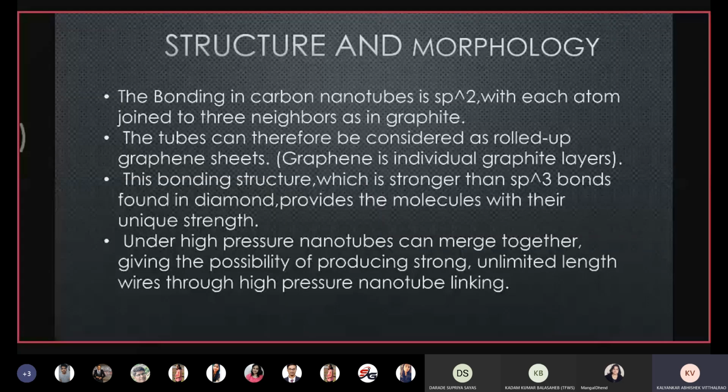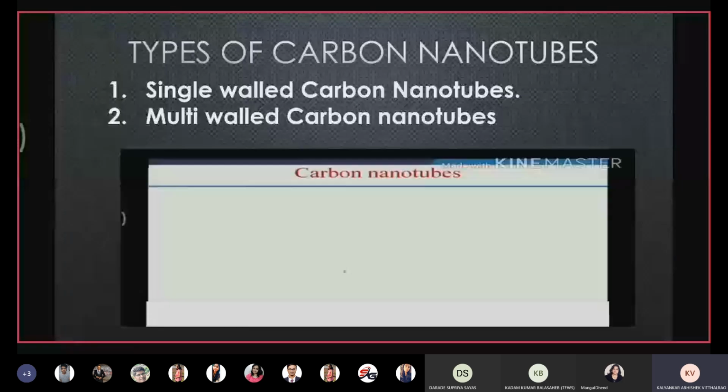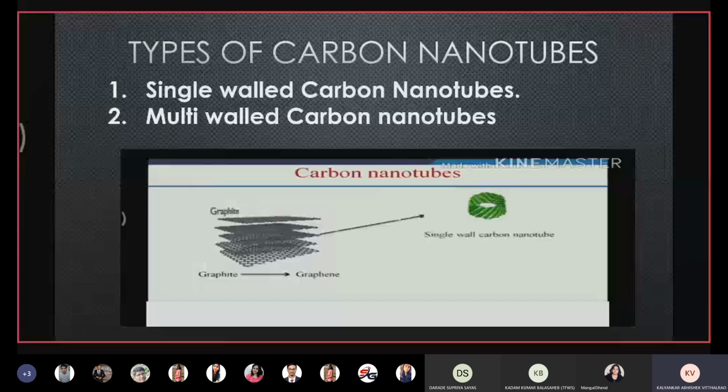Types of carbon nanotubes. So there are mainly two types of carbon nanotubes: single walled carbon nanotubes and multi-walled carbon nanotubes. This shows how carbon nanotubes are single walled and multi-walled.